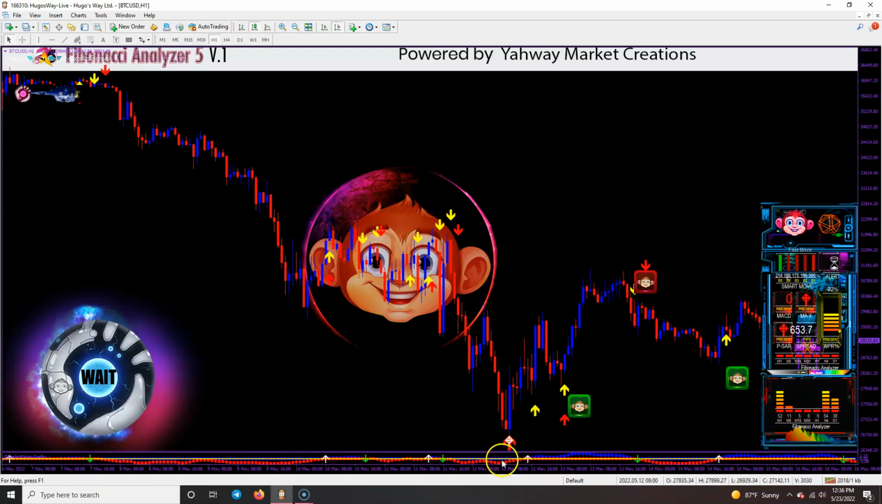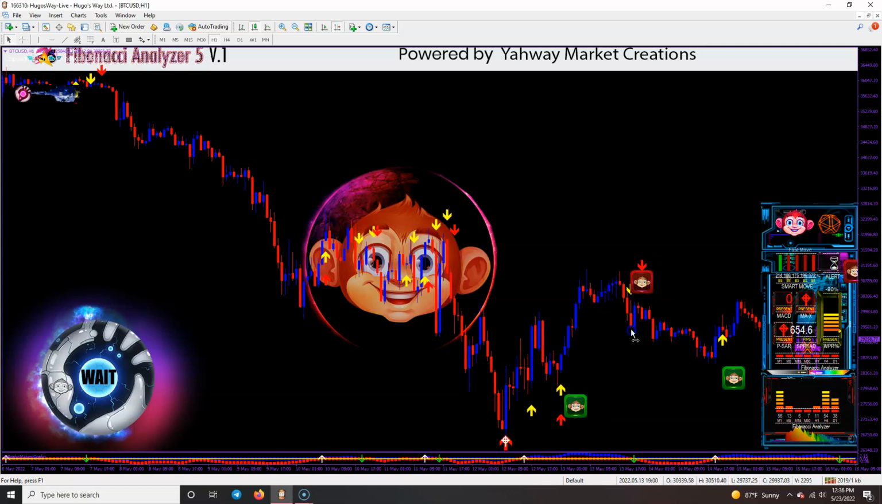So we have the bullseye arrow, which is the big red arrow with the bullseye in the middle. This is the number 1 indicator that you need to see, and then you need to see a small red arrow, a yellow arrow, the white arrow, and the Fibonacci Analyzer 5 face, giving you the A-OK to go ahead and do this, right?